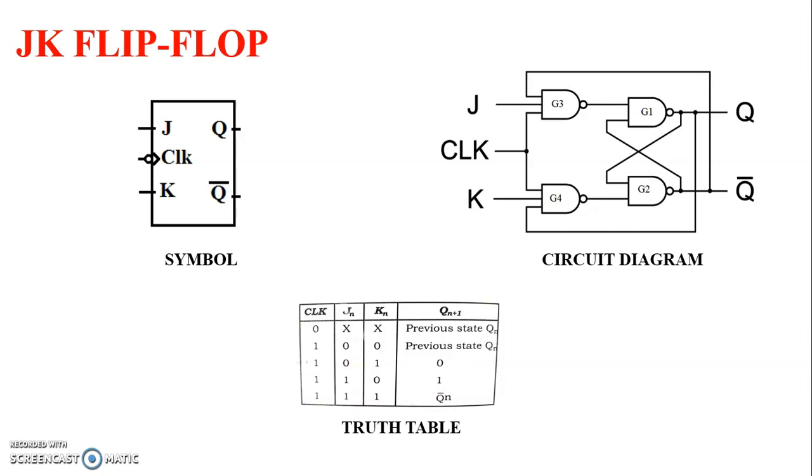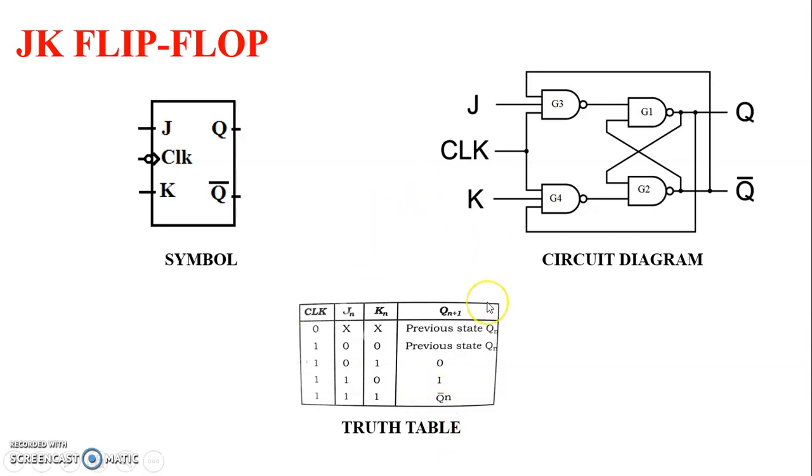In the next case, I give a clock pulse and also J equal to 1 and K equal to 0, which means the flip-flop goes to the set condition. That is, the output of the flip-flop is 1. In the last condition, if I give both inputs high along with the clock pulse, the output of the JK flip-flop will be Q bar.